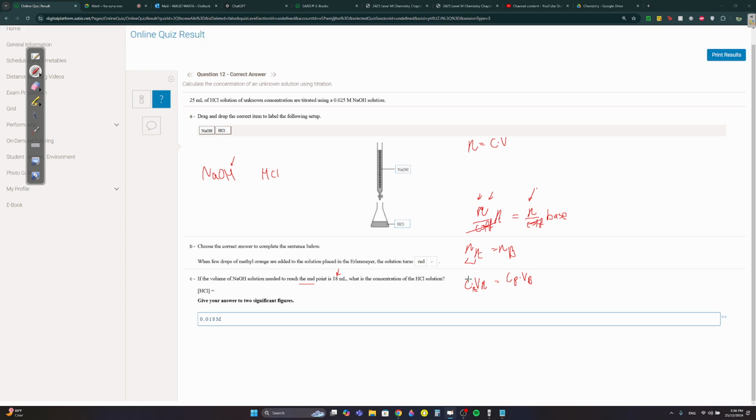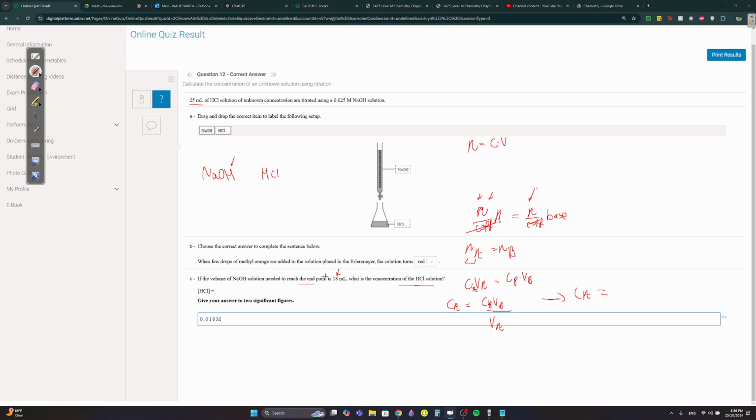We have the concentration of the acid. Do we know it? We're trying to find it, right? The HCl. We don't know, so we're going to keep it like this. The volume of the acid, we know how much it is? 25. Okay, so let me rearrange this equation. It's going to be CB VB over VA, right? I just take VA to the other side and divide by it. So this is going to be concentration of the acid is equal to CBVB over VA.